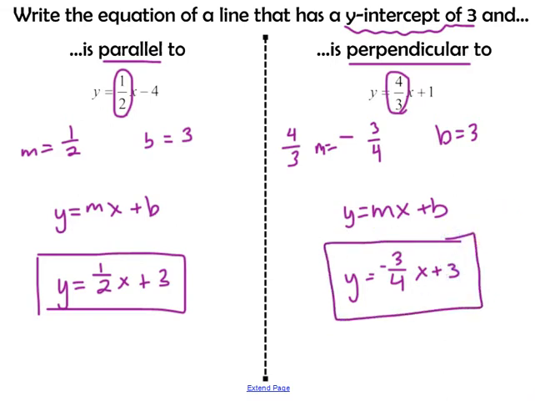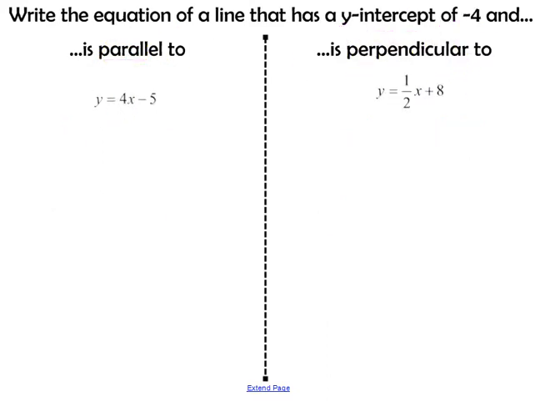So remember, the only thing we're gathering from the equations we're given is the slope, because we're dealing with the parallel and perpendicular aspect of it. Go ahead and follow the examples that we just did, and I want you to write an equation of a line that has a y-intercept of negative 4 and is parallel to this line and perpendicular to this one. Check back with me when you're finished.